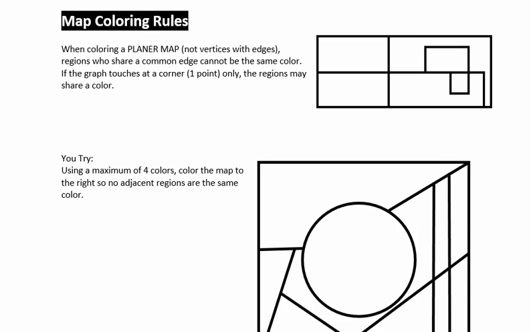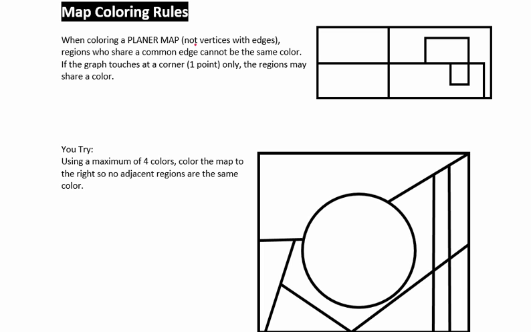So when we are coloring a planar map, that means not vertices with edges, but something that looks like this, a 2-dimensional shape, regions who share a common edge cannot be the same color. So what that means is that if I have this corner right here, and I'm going to color this yellow, okay, I cannot make this area down here yellow or the one right next to it yellow, because they share an edge.